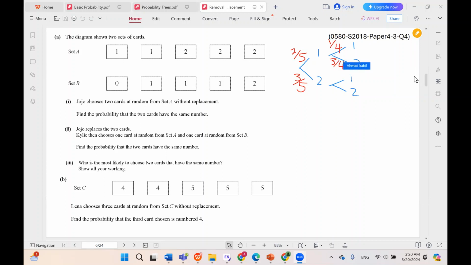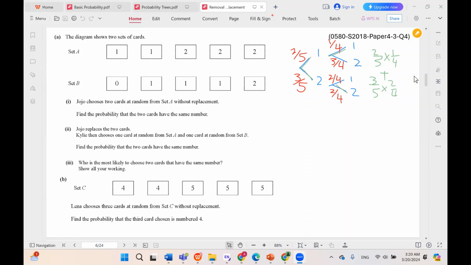If she had picked a 2 from the first try, she would have 2 1s remaining out of 4 total cards, and here as well, 2 2s remaining out of the total 4. We want the probability that the two cards have the same number. So it's either going to be 1 and 1, which is 2 over 5 times 1 over 4, or 2 and 2, which is 3 over 5 times 2 over 4. We would need to add these two values together.